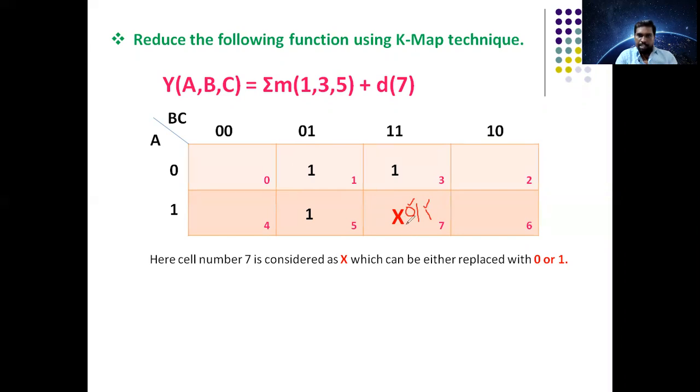If I replace 0, I need to check if it is convenient. If 1 is replaced, I need to check if it is convenient. I need to check which value is convenient for me, that is 0 or 1. Okay.